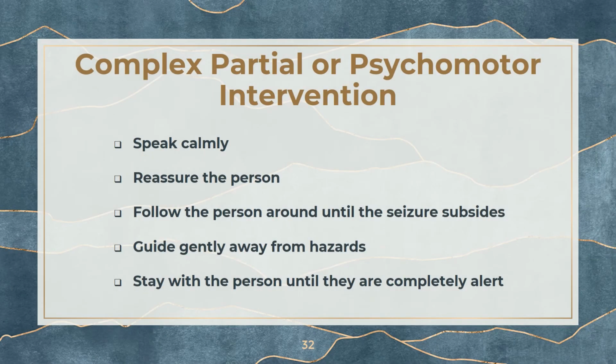When assisting with a complex partial seizure, the greatest concern is protecting the person from harm. You can help the person by speaking calmly to them in a reassuring voice, following the person around until the seizure is done, guide them away from hazards, move any hazards out of their way, and stay with the person until they are completely alert.